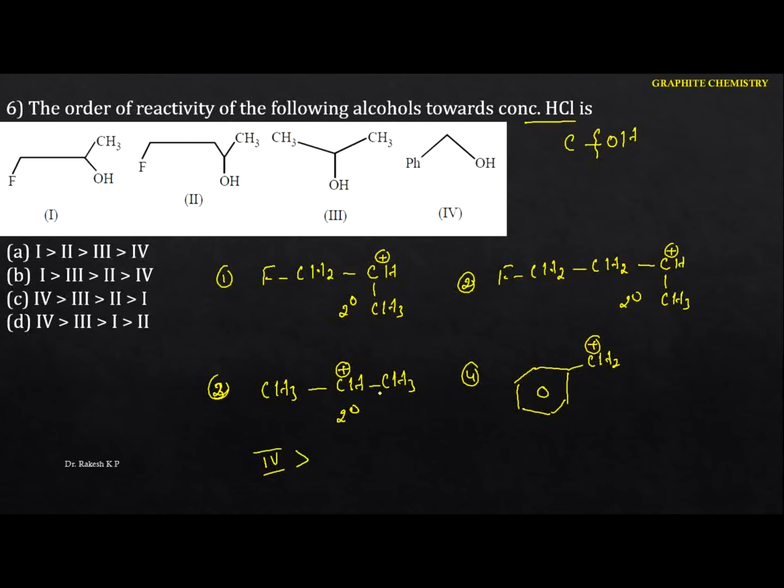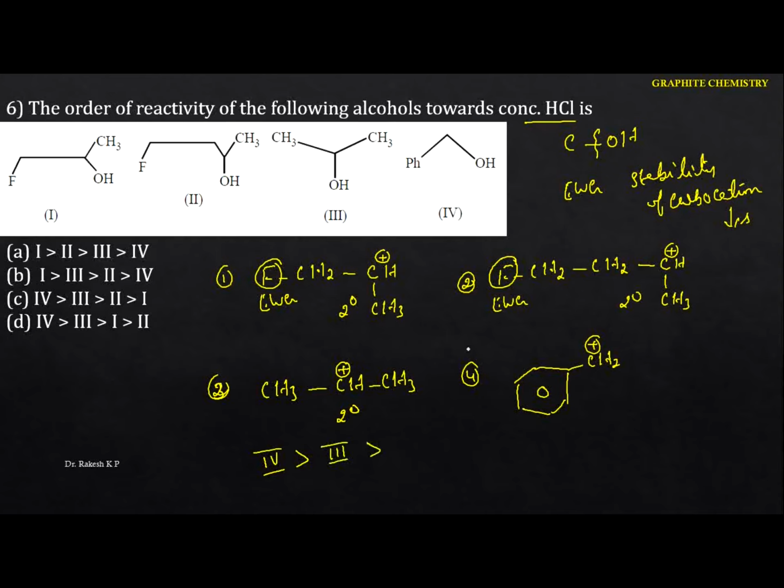So come to this one. All are secondary carbocations. But see this one here. This is the electron withdrawing group. For any carbocation, if there is the presence of an electron withdrawing group, the stability of the carbocation decreases. Now you just identify here we don't have any electron withdrawing group, hence the third will be the more reactive.